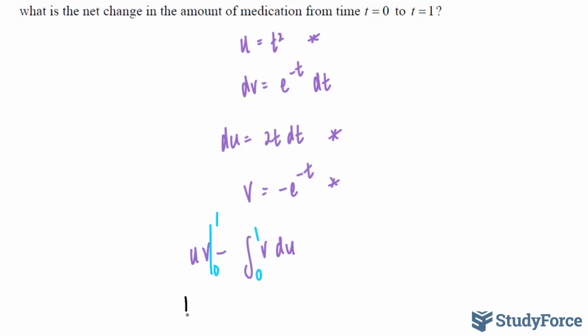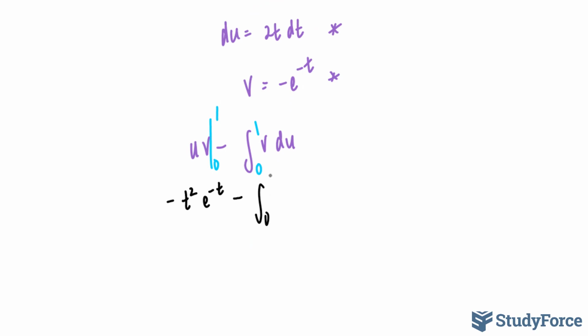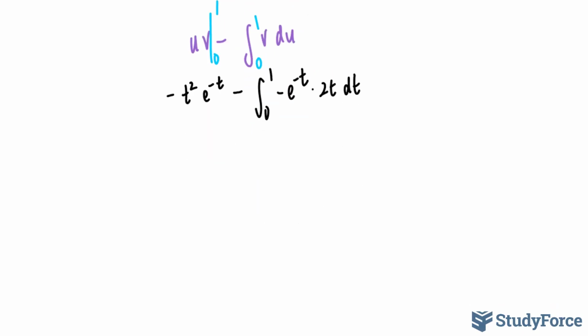Our u value is equal to t to the power of 2. Our v is equal to negative e to the power of negative t, minus our v once again, which is between 0 and 1, negative e to the power of negative t times du, 2t dt. So before we integrate this part right here, I'm going to pull out some loose ends. Notice I can pull out this negative and I can pull out this 2, so let's do that. That'll simplify what we have to do next.